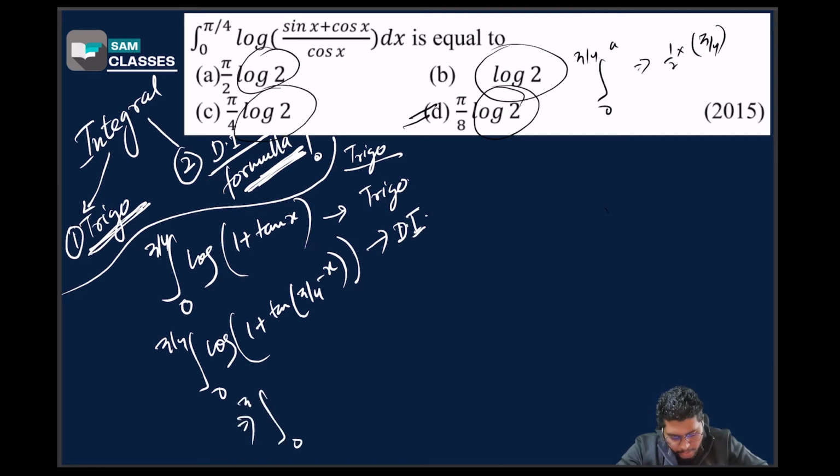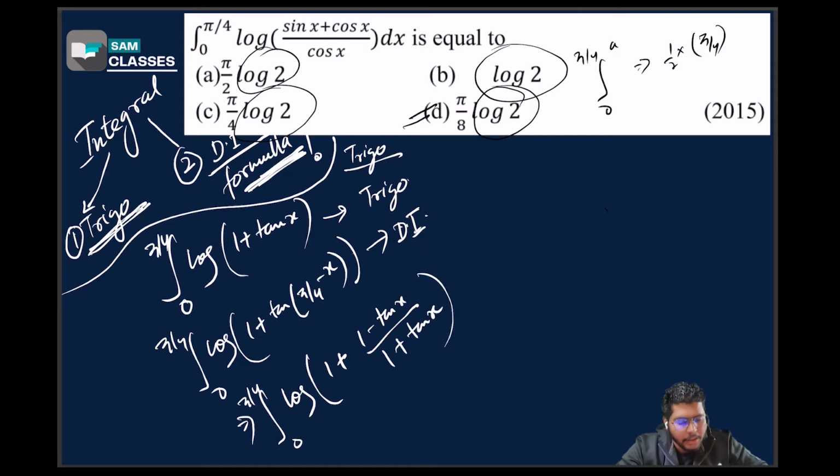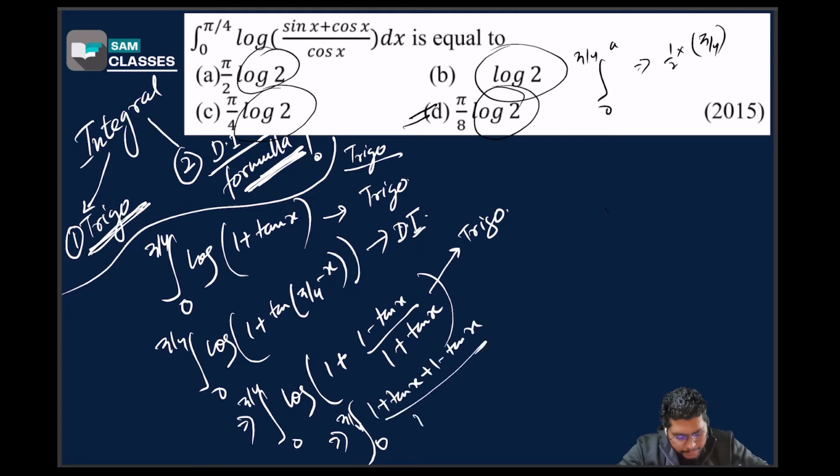So 0 to pi by 4. Tan of (a minus b) is what? (tan a minus tan b) by (1 plus tan a tan b). So log of 1 plus (1 minus tan x) by (1 plus tan x), because tan pi by 4 is 1. Correct? Now everybody knows this. Now what if we do the LCM? After this simplification, we applied the third step with trigo. Next we simplified. So 0 to pi by 4, if I simplify, what will I get? (1 plus tan x) plus (1 minus tan x), so tan x is gone, divided by 1 plus tan x.